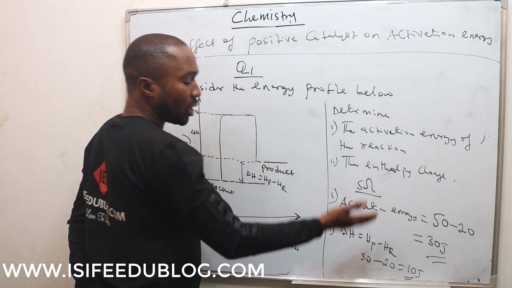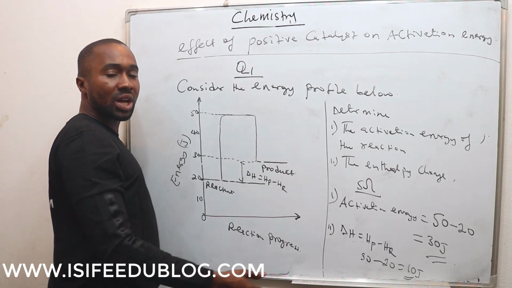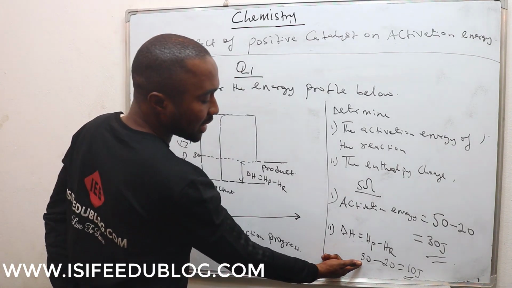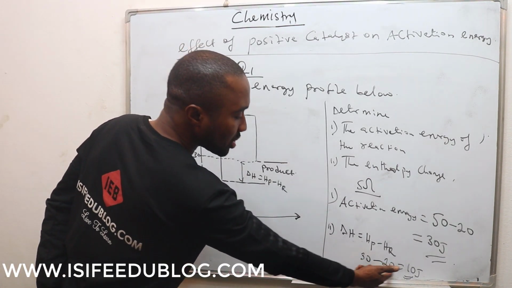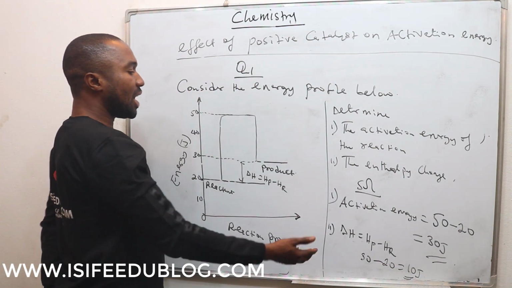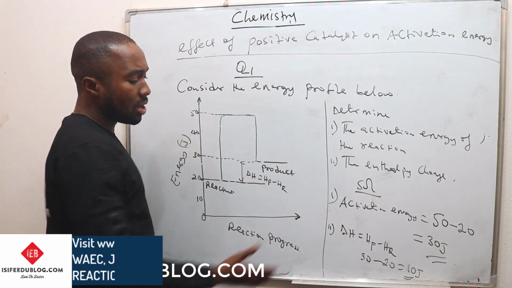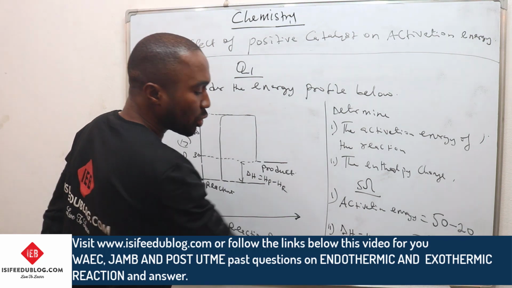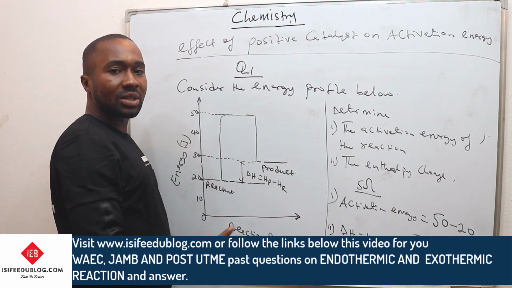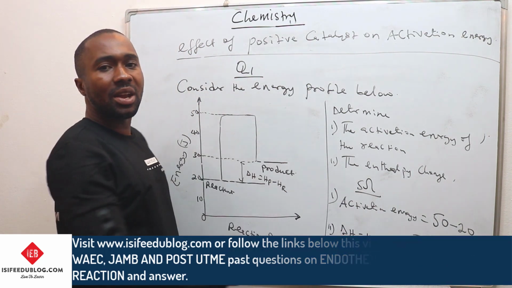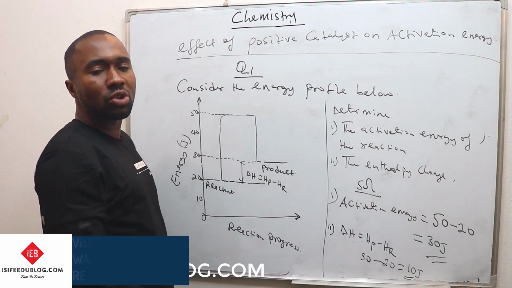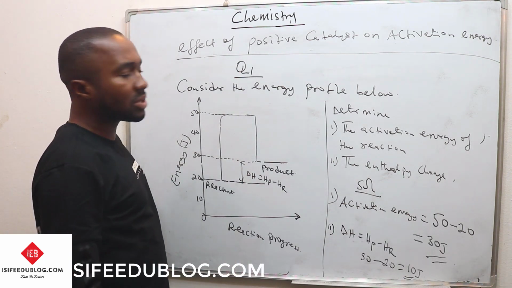When the heat of product is greater than the heat of the reactant, you get a positive number. Just like we have here, 30 is greater than 20. That's why we have plus 10. And in that case, the reaction is endothermic. But in a situation where the heat of the product is less than the heat of the reactant, you have a negative sign. And that negative sign shows exothermic reaction because heat is taken away from the system.